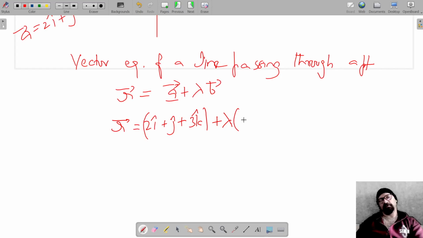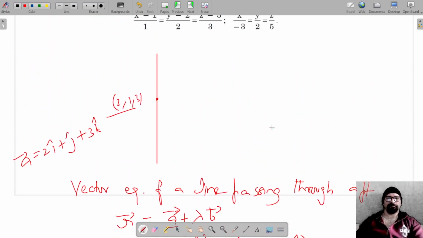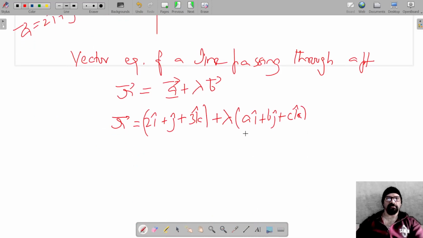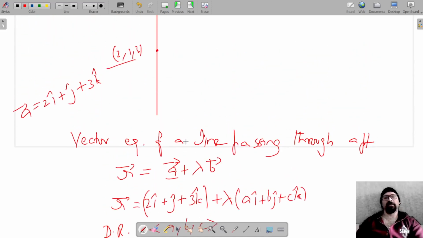Let this b vector be, we have to find this b vector, and the b vector is the vector that is parallel to the line. So I can write this b vector as ai cap plus bj cap plus ck cap. Now we have to find the values of a, b, and c, where a, b, and c are the direction ratios of this line.